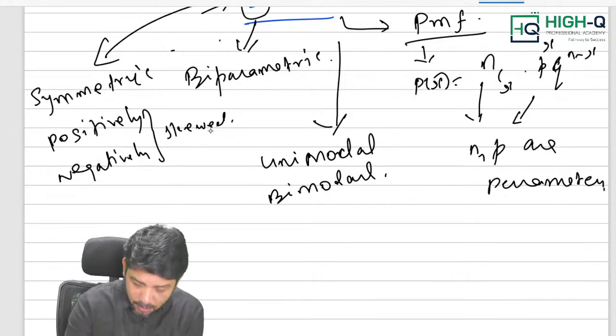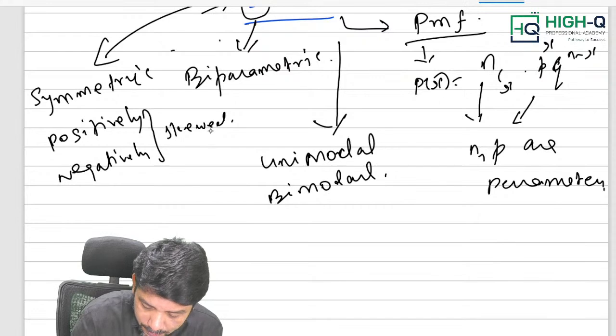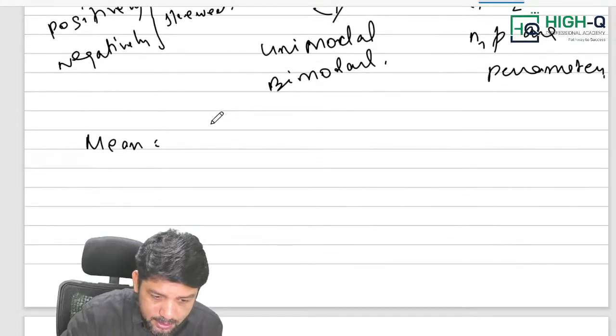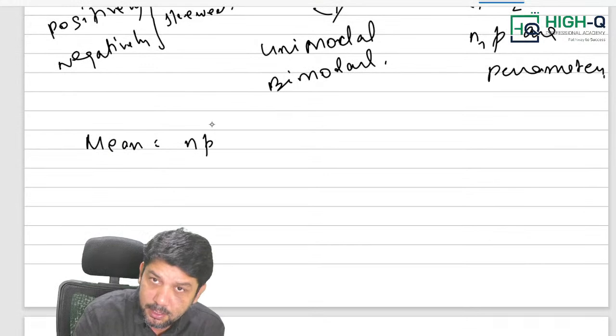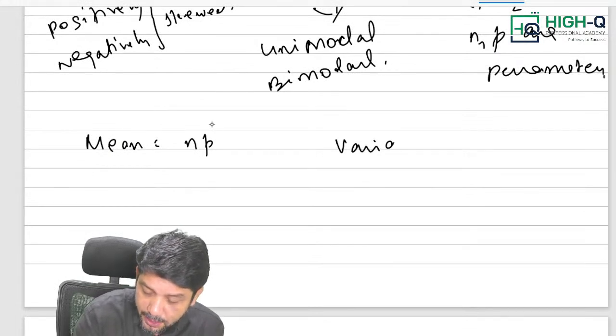Now listen here, my dear. What is the mean of a binomial distribution? np. What is the variance of a binomial distribution? npq.